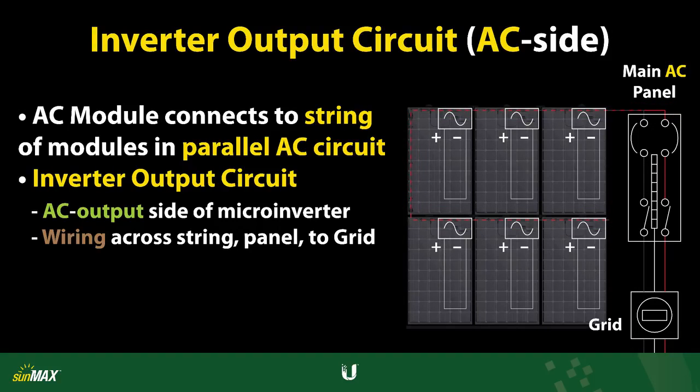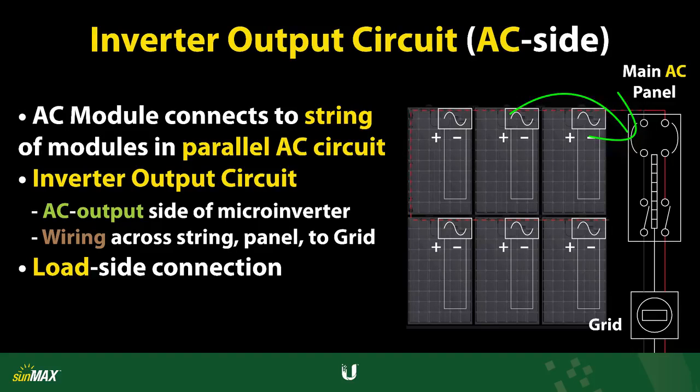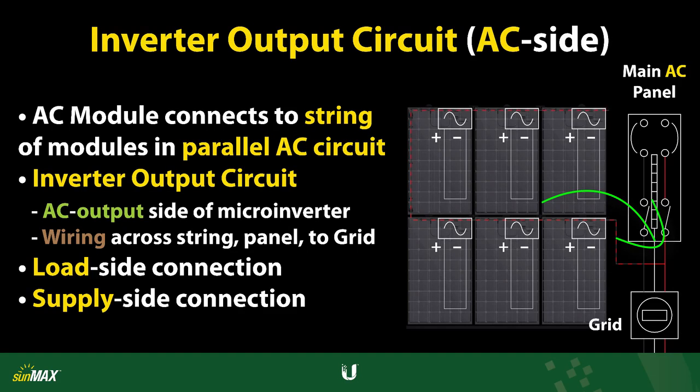Typically, in areas where net metering is the standard for utility energy agreements, the inverter output circuit is connected to the main AC service panel, representing a load side connection. Conversely, in areas where feed-in tariffs are the standard for utility energy agreements, the inverter output circuit is typically connected between the main panel and the utility meter, representing a supply-side connection.